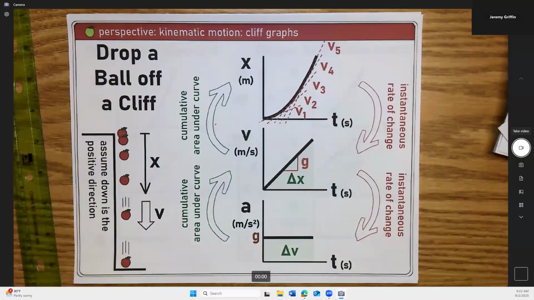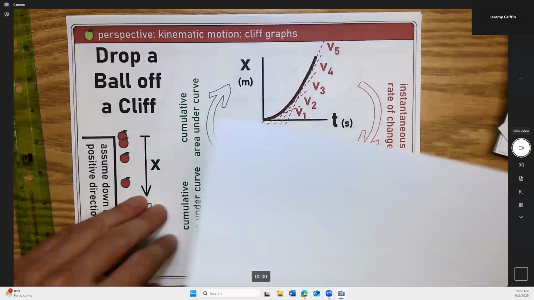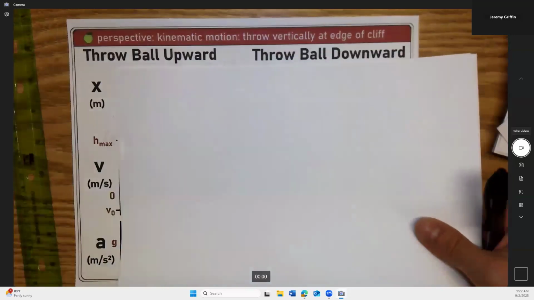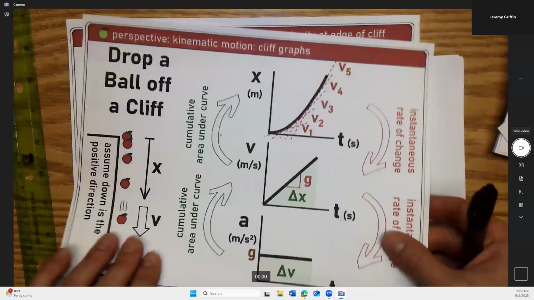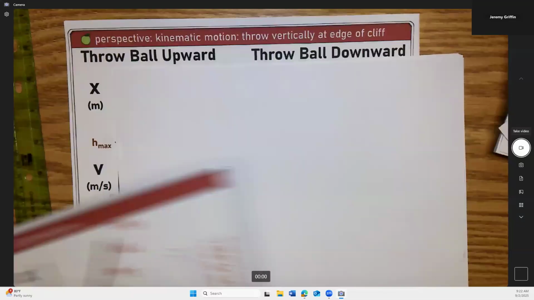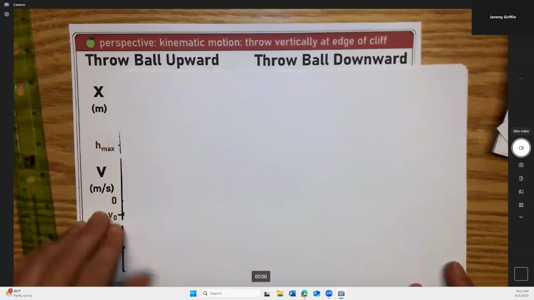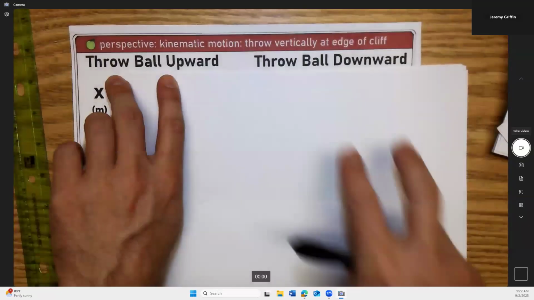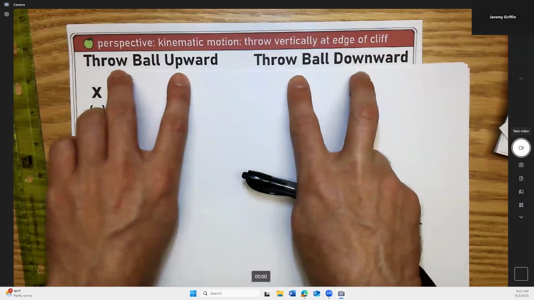All right. Next challenge question for you guys is: what if we take this up a little bit? Because this is dropping the ball, right? Dropping the ball. So initial velocity is 0 and so on. Okay. What if you don't drop the ball? What if you throw the ball? Okay, see, I'm going to throw it one or the other way. These graphs look different.